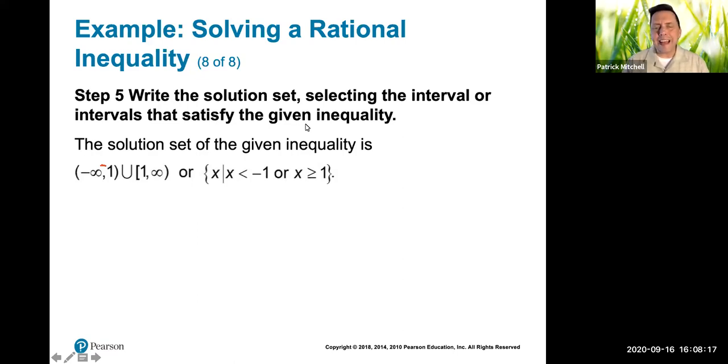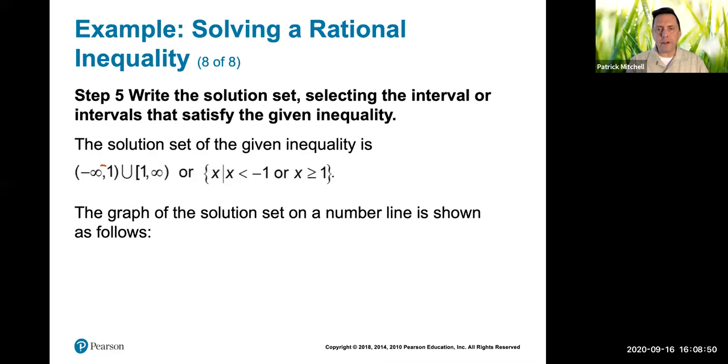The reason the -1 is not included is because that's the value that made the denominator 0. So that cannot be included, all right? The 1 made the function equal 0. And the new form of the inequality was f of x is greater than or equal to 0. Since the number 1 makes that function equal 0, it is included as a value for this solution set.